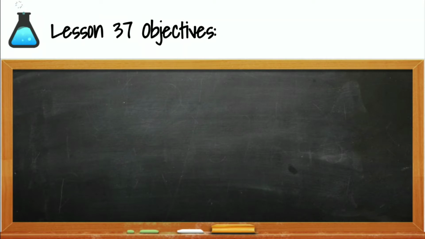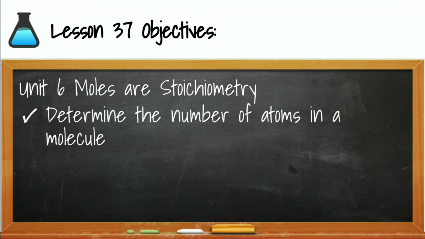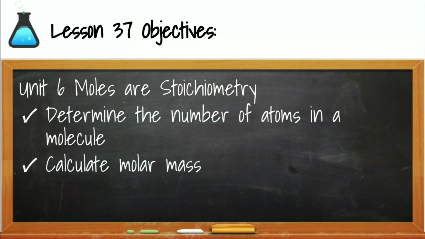By the end of this lesson, you should be able to determine the number of atoms in a molecule and calculate the molar mass of a compound. Make sure you have a Regents Chemistry reference table and calculator out and available as you are going to need it for this lesson. Let's get started.